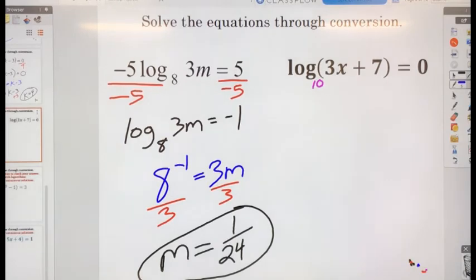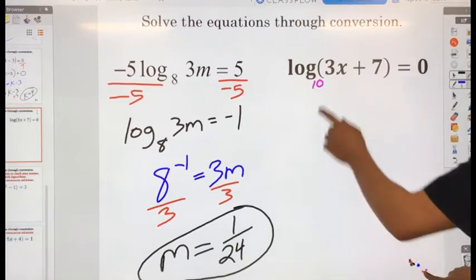Okay, the next problem. Log with base 10 of 3x plus 7 equals 0. Looks like the log's by itself, so how does this turn into an exponent?